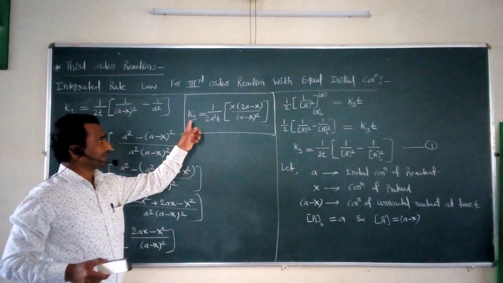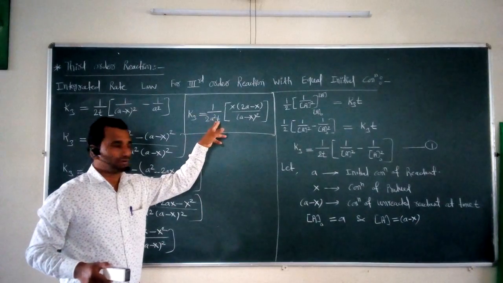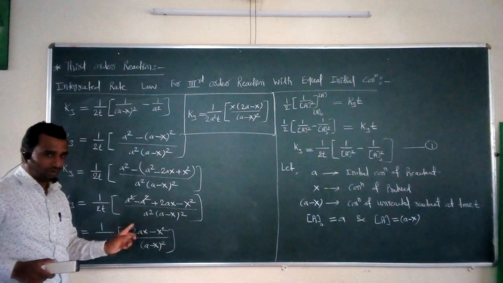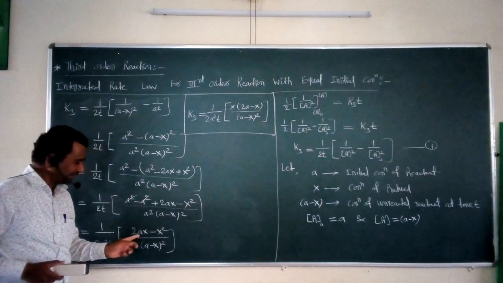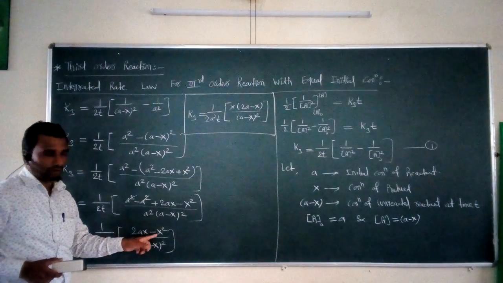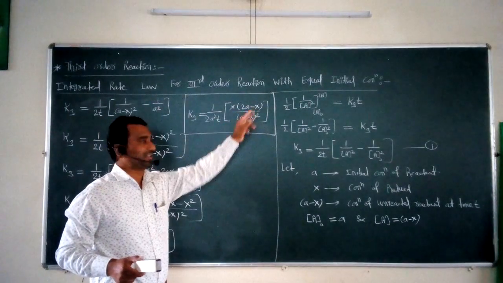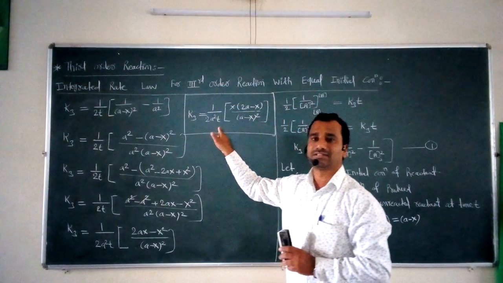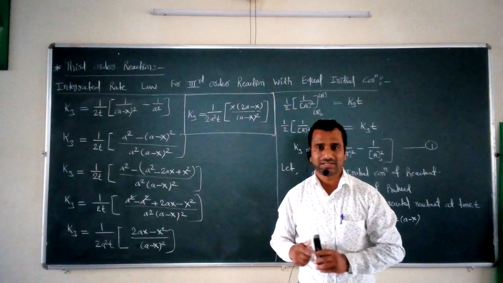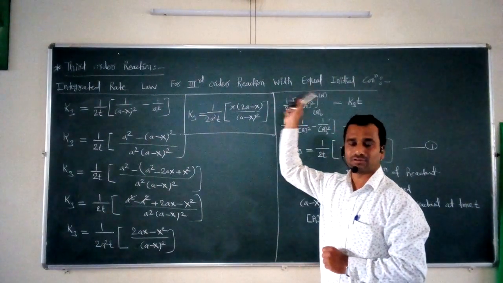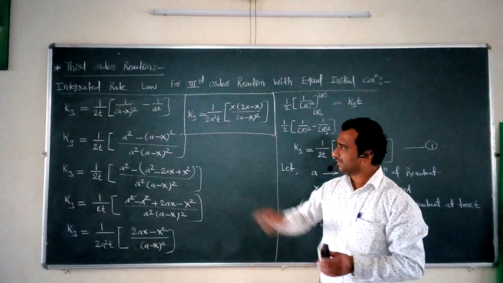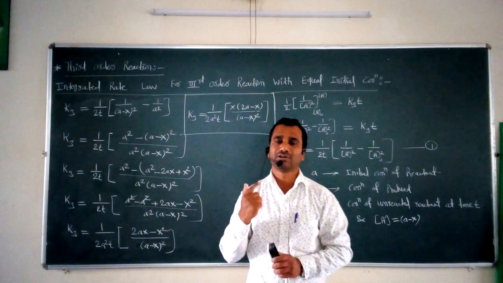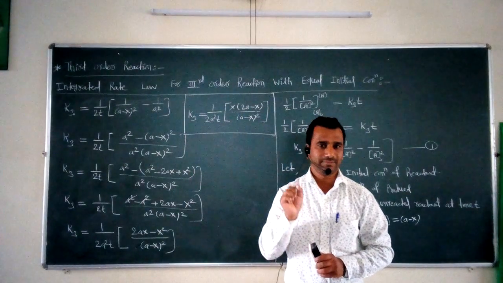What you will get here? k3 is equal to 1 upon 2 a square into t, x into (2a minus x) divided by (a minus x) square, and this is nothing but the final simplified form for third order reaction with equal initial concentration of reactant. So this is a very simple equation in order to calculate the rate constant for a particular third order reaction at a particular small time t.